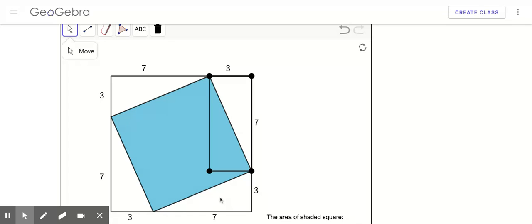They would equal 21. So how can we use that information, and also the information about the length and width of this outside square, to find the area of the blue square inside?